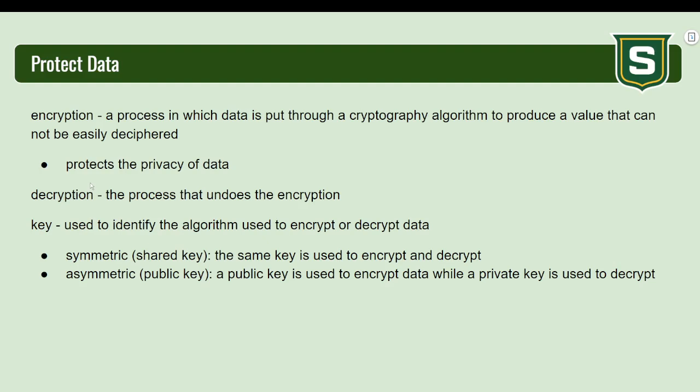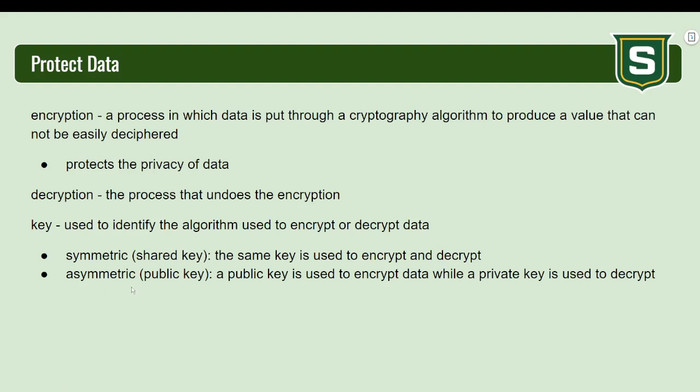Okay, so in order to encrypt and decrypt, a key is going to be used. So basically a key tells us what algorithm we need to be able to encrypt or decrypt the data. Keys can be symmetric or asymmetric. A symmetric key is a shared key. So basically the sender and the receiver both have the same key. The sender uses the key to encrypt, the receiver uses the key to decrypt.